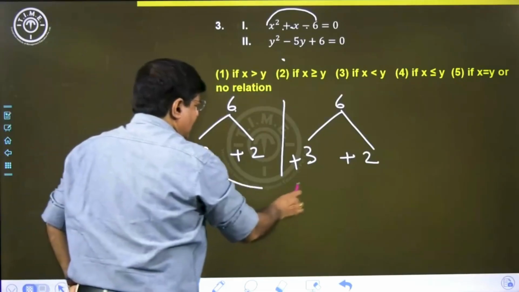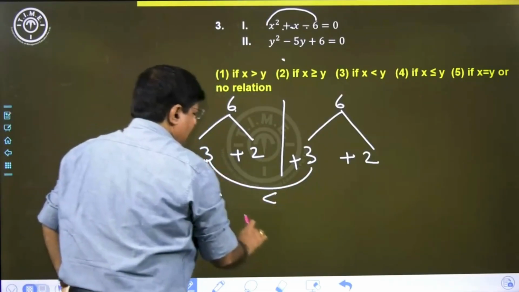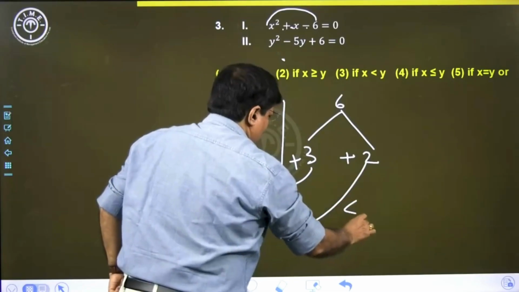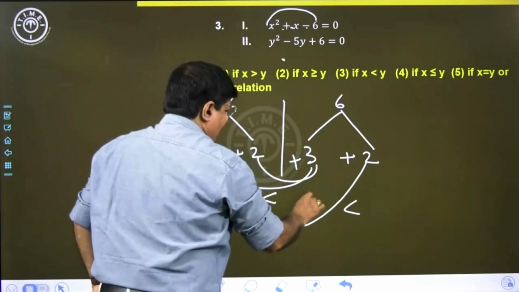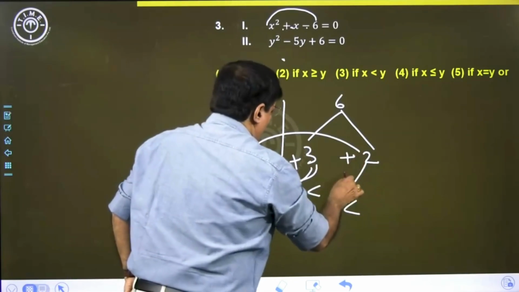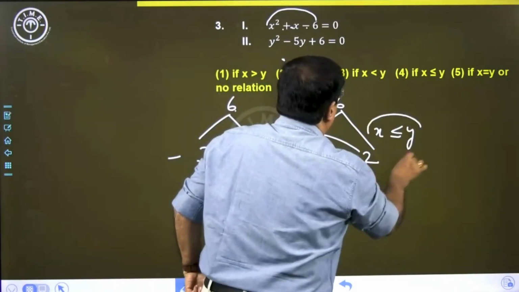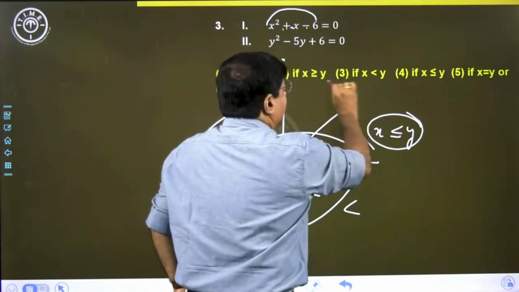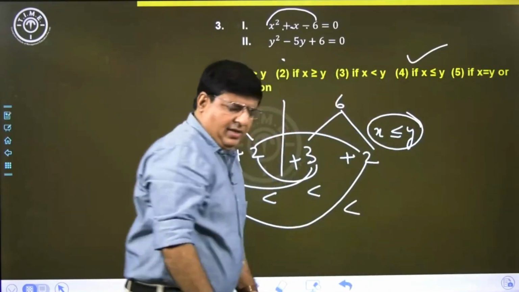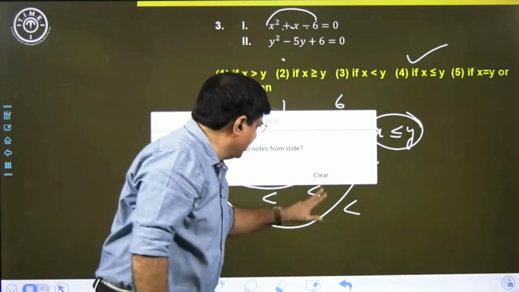Minus 3 less than plus 3, minus 3 less than plus 2, 2 less than 3 and 2 equal to 3. So x less than or equal to y. What is our option here? x less than or equal to y. Answer is 4. Next question.